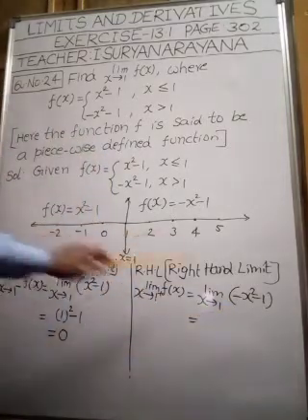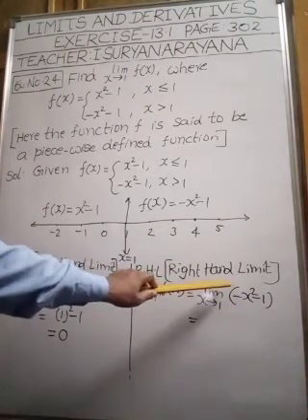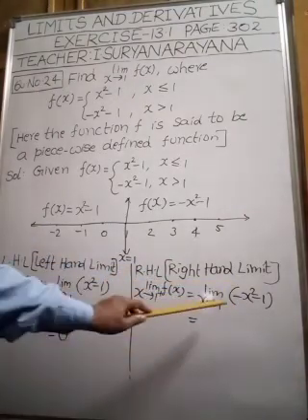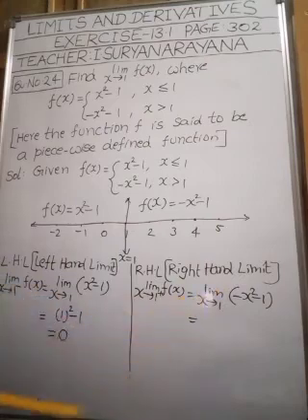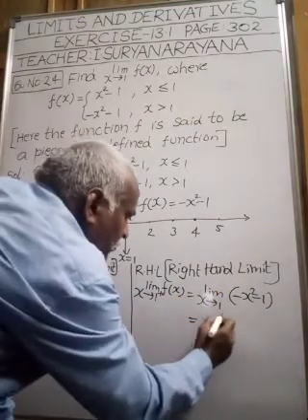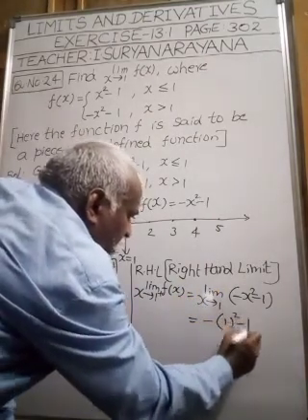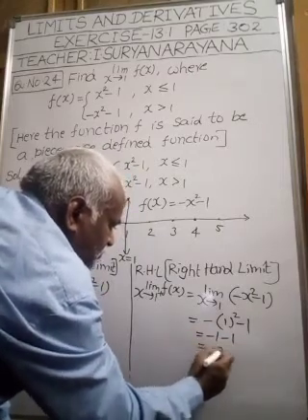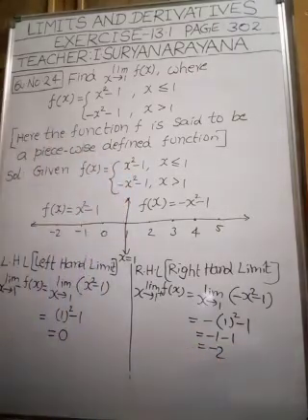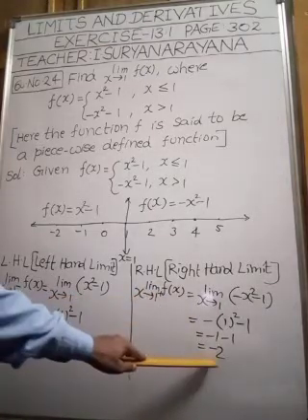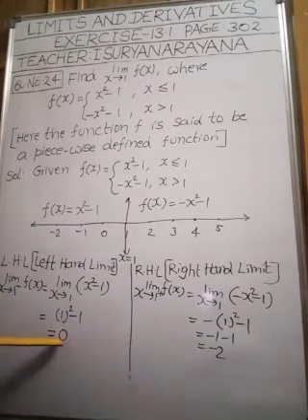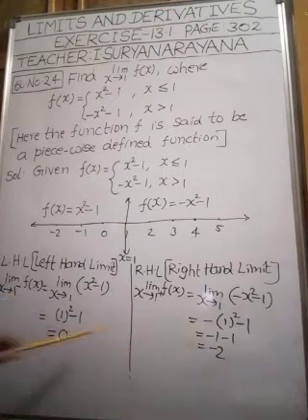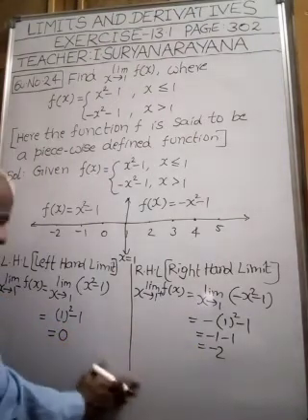Why have we considered this one in this case? Okay, my children. Now the substitution method. So minus of 1 square minus 1. What will you get? Minus 1 minus 1. What is the right hand limit here? Minus 2. What is the left hand limit here? 0. Are these two limits equal? No. They are not equal.